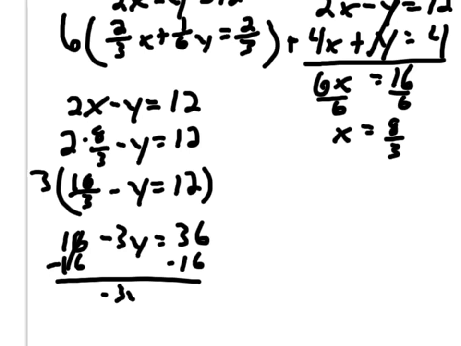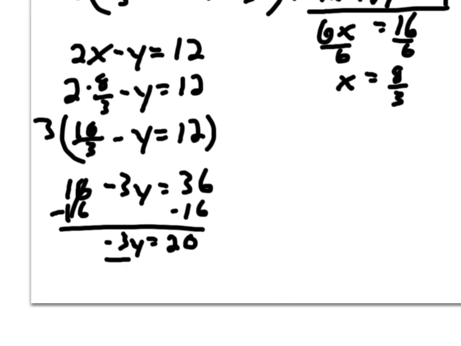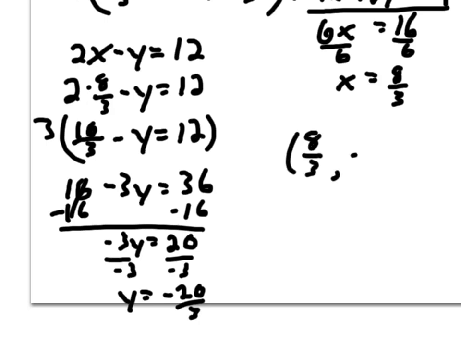I get -3y equals 36 minus 16, which is 20. And now I'm going to divide by -3. I get y equals -20 over 3. Okay, so my ordered pair, my answer should be 8/3 and -20/3.